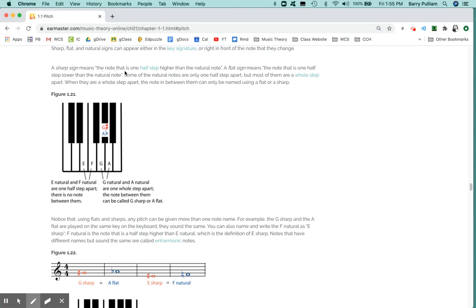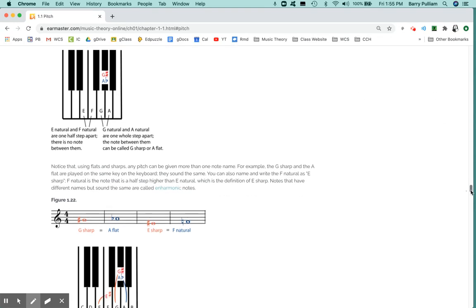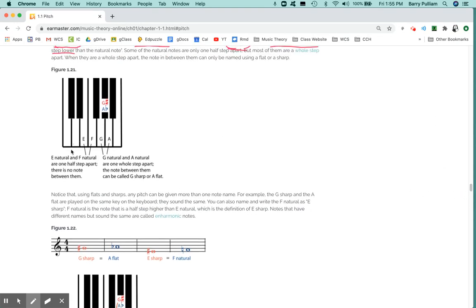Sharp sign means it's a half step higher. And a flat sign means the note is one half step lower than the natural note. Here's where it's a little easier to explain on the other one. So you'll get it explained twice.